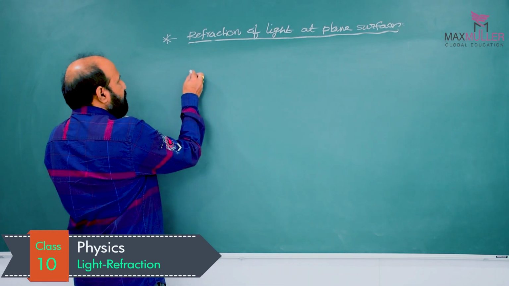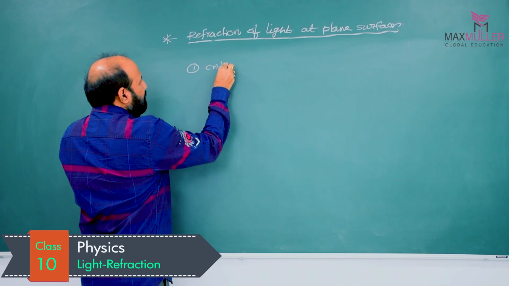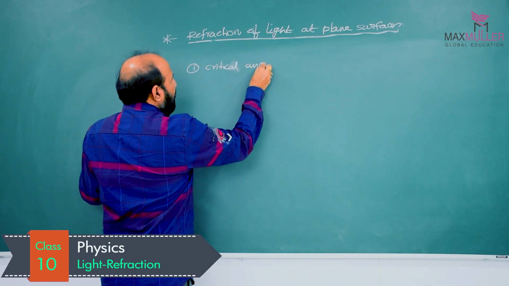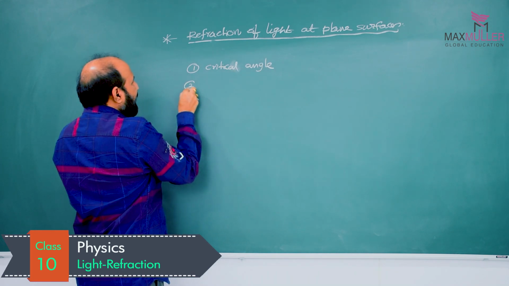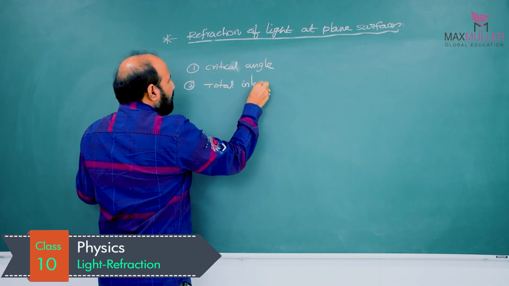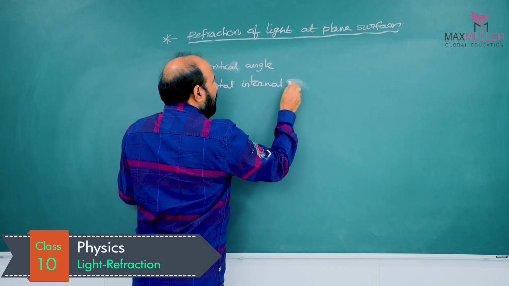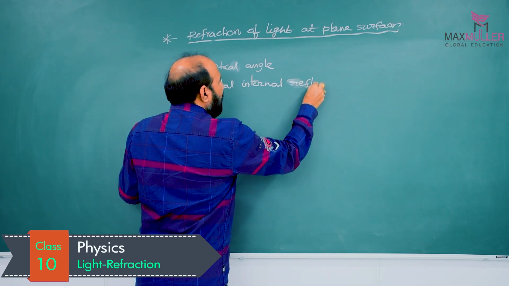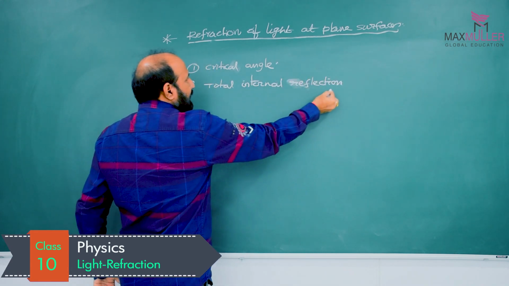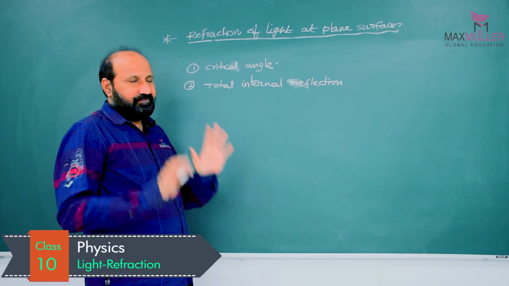That is, one is critical angle and second one is total internal reflection. Let us see one by one.